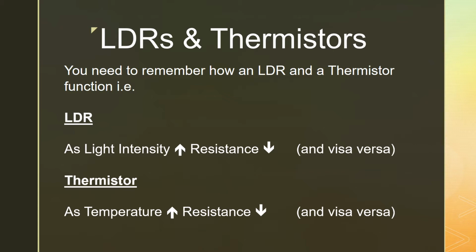So please keep that in mind whenever you're answering questions on potential dividers involving these components, because if you get that the wrong way around, you're going to lose marks. So really importantly, remember the relationship between light intensity and resistance for an LDR, and the relationship between temperature and resistance for a thermistor.